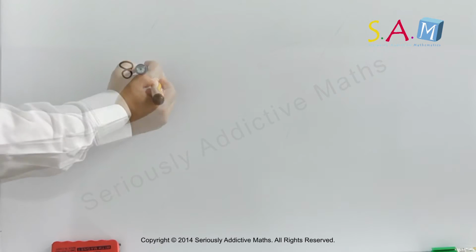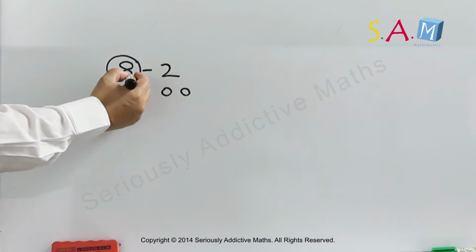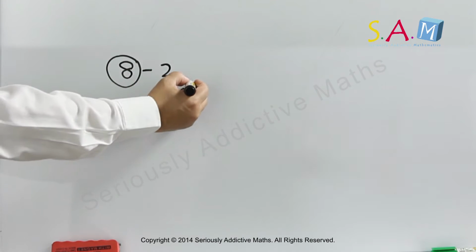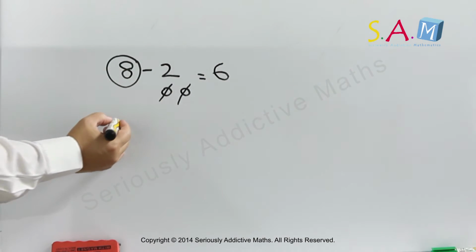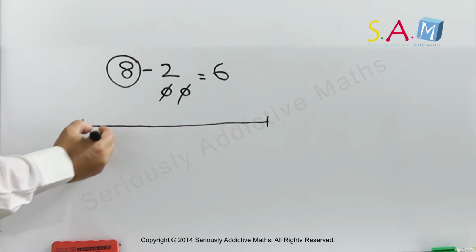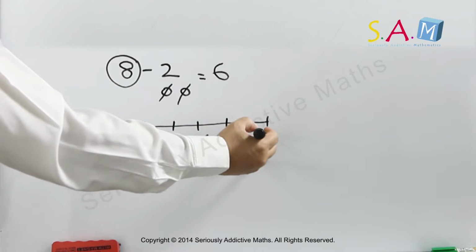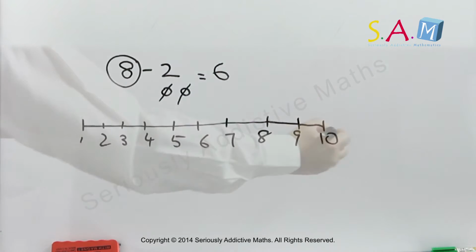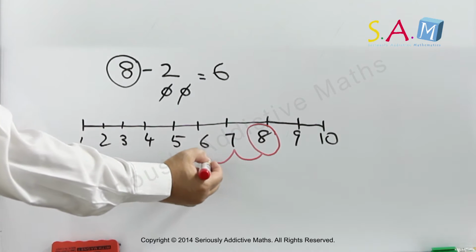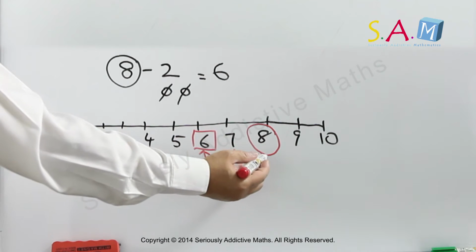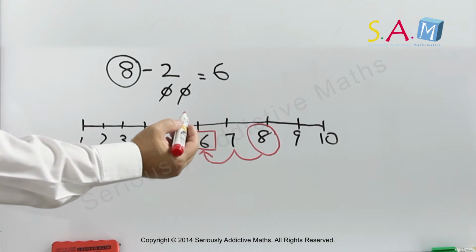Example: 8 take away 2. 8, count backwards 2: 8, 7, 6. The answer is 6. I'm going to show this on the number line. 1, 2, 3, 4, 5, 6, 7, 8, 9, 10. So I have 8, count backwards 7, 6. 8 take away 2, counting backwards, I get the answer as 6.